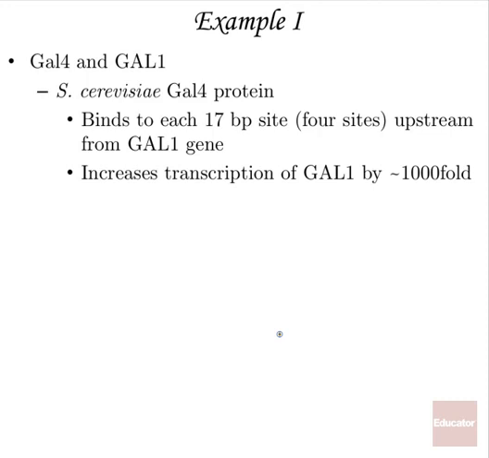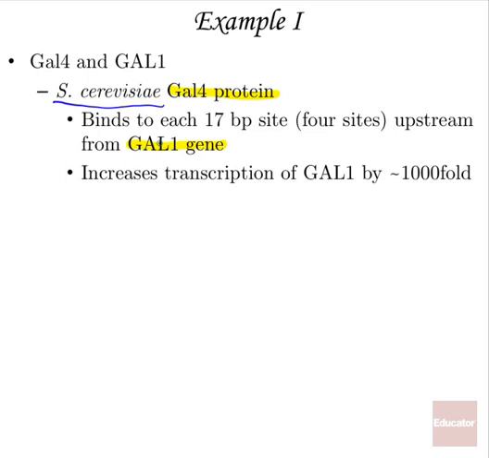So let's first start off with an example of transcriptional regulation. So we have Gal4 and Gal1. Now Gal4 is a protein and Gal1 is a DNA sequence. Now we're looking at this in the yeast Saccharomyces cerevisiae. Now the Gal4 protein will bind to a site upstream of the Gal1 gene. And this is going to increase transcription of the Gal1 gene by about 1,000-fold.